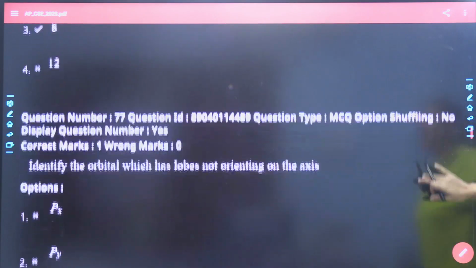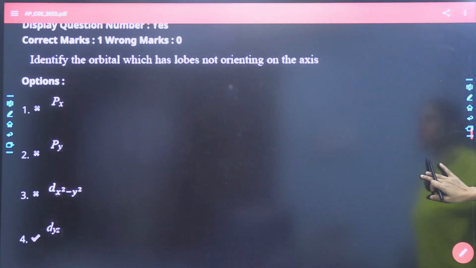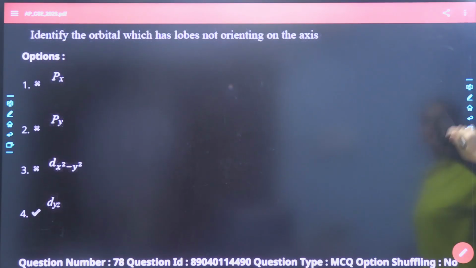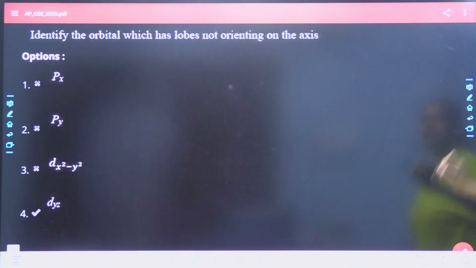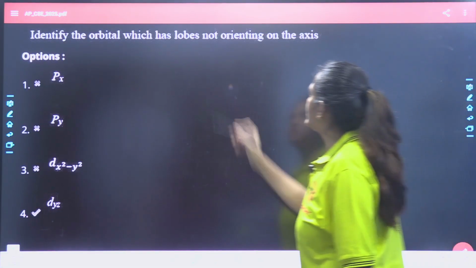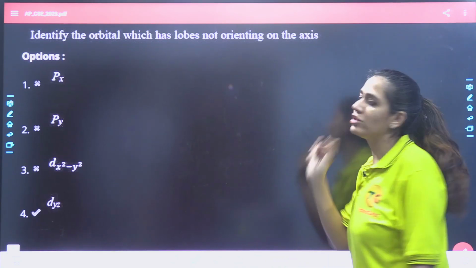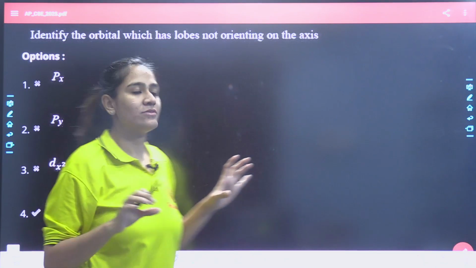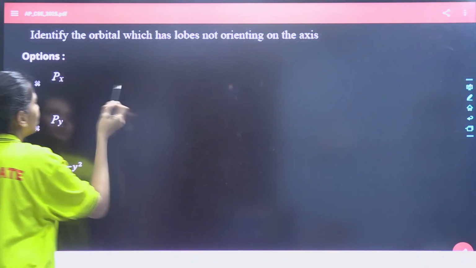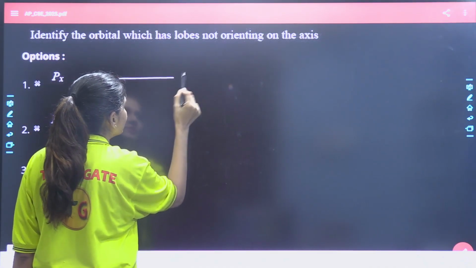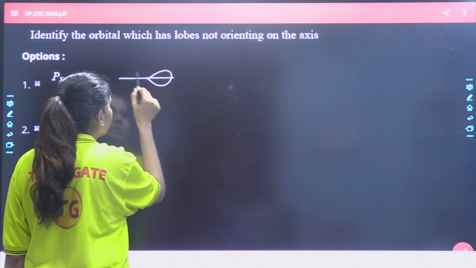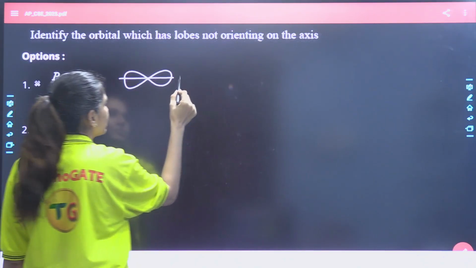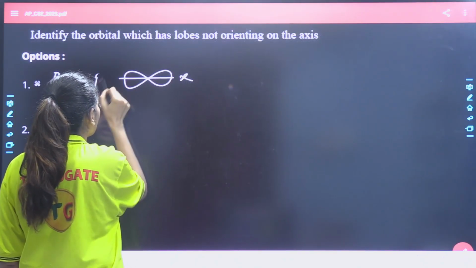Okay, let's move to the next question. Identify the orbital which has lobes not orienting on the axis, meaning whose lobes are not along the axis. So px, if we talk about px, let's consider this is our x-axis. So p orbitals are what? Dumbbell shaped. So this is our px orbital.